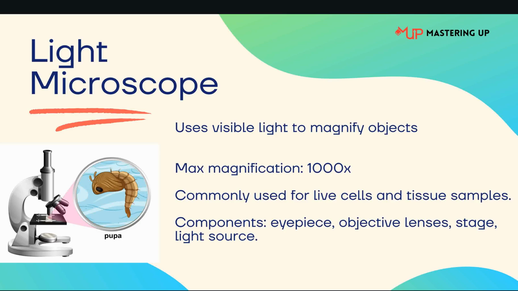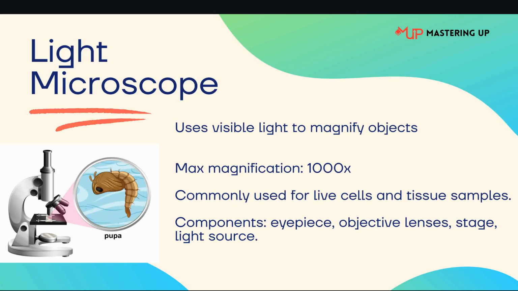Let's begin with the light microscope, the most commonly used microscope in biology. It works by passing visible light through the specimen and focusing the light with glass lenses. This allows us to magnify objects up to 1000 times the size. The light microscope is ideal for observing live cells and tissues. This makes it a fundamental tool in laboratories worldwide.